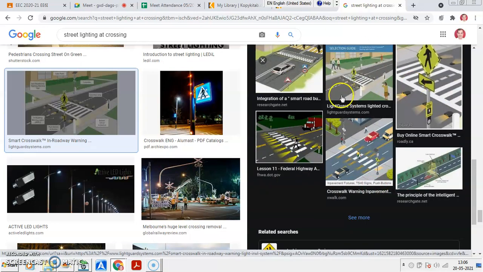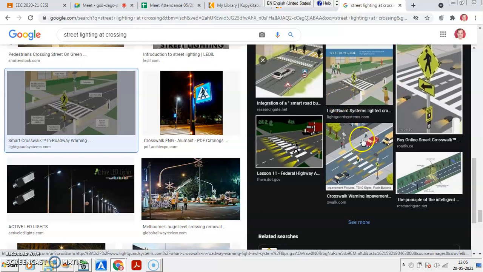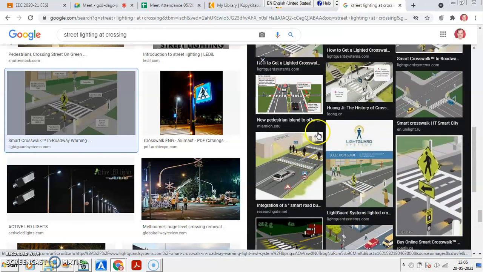See, it entirely depends on you how much you want to study. A lot of crossings you can see.